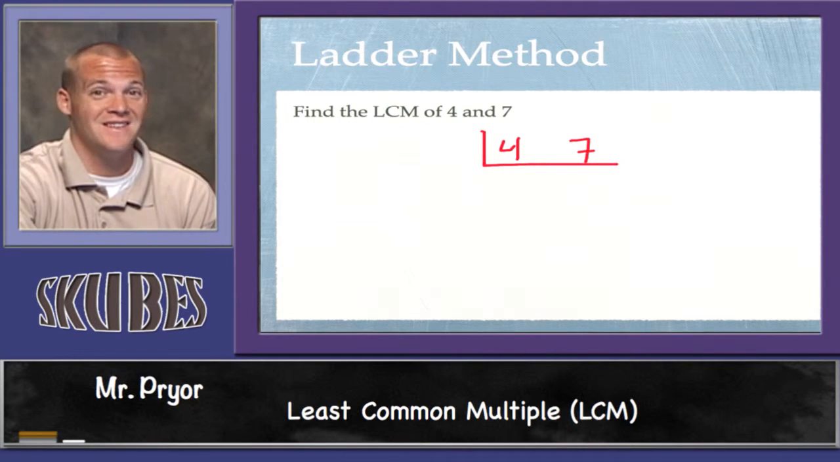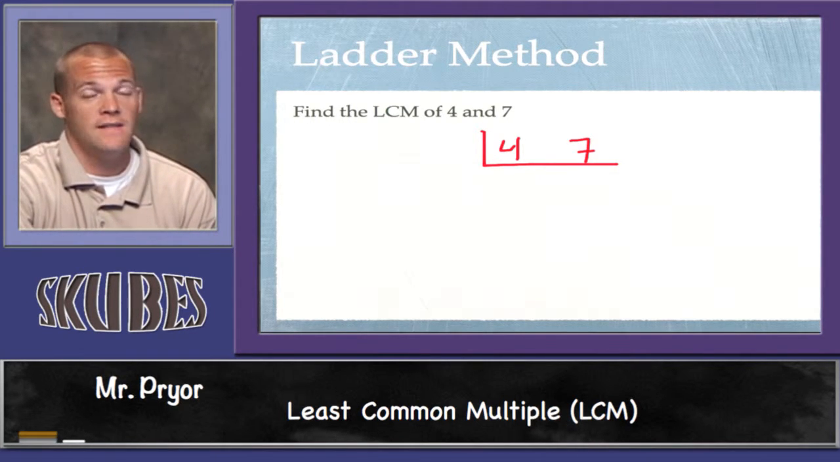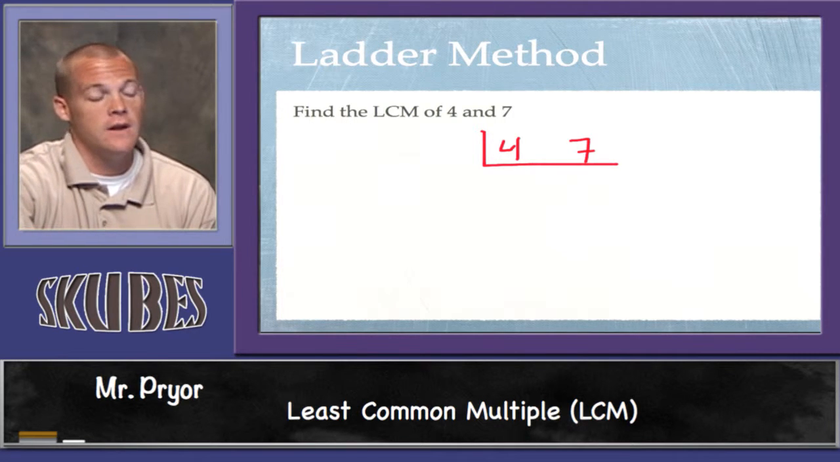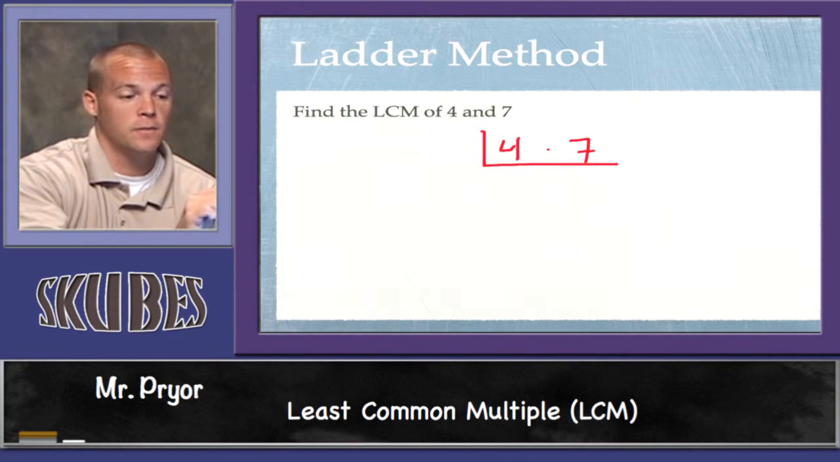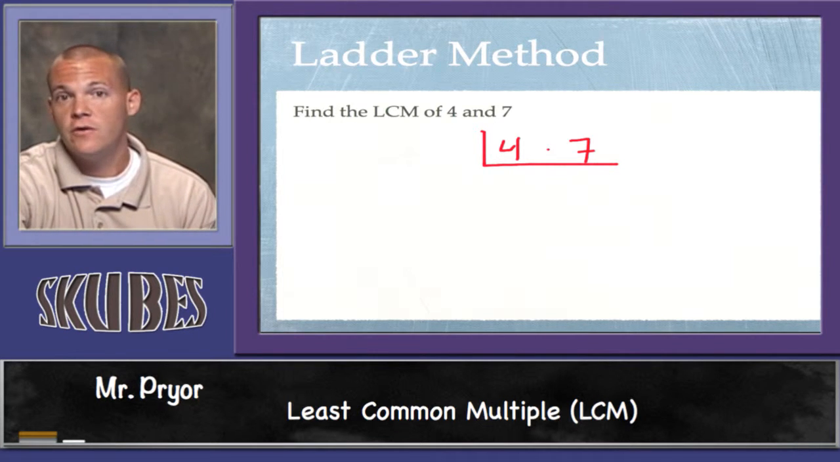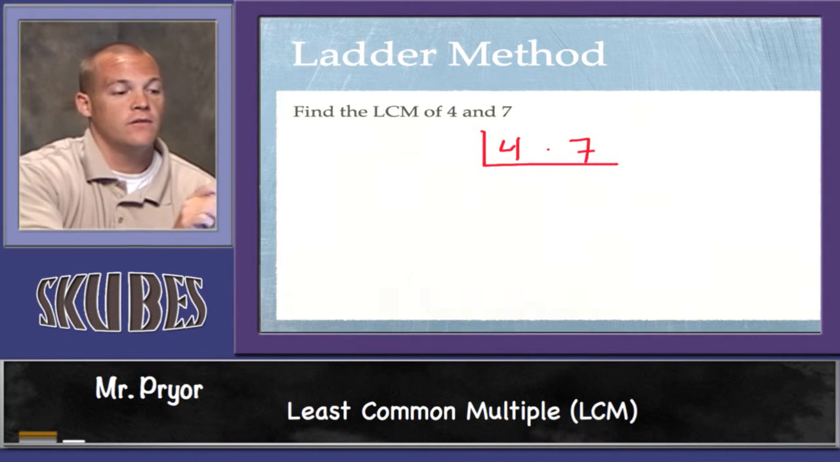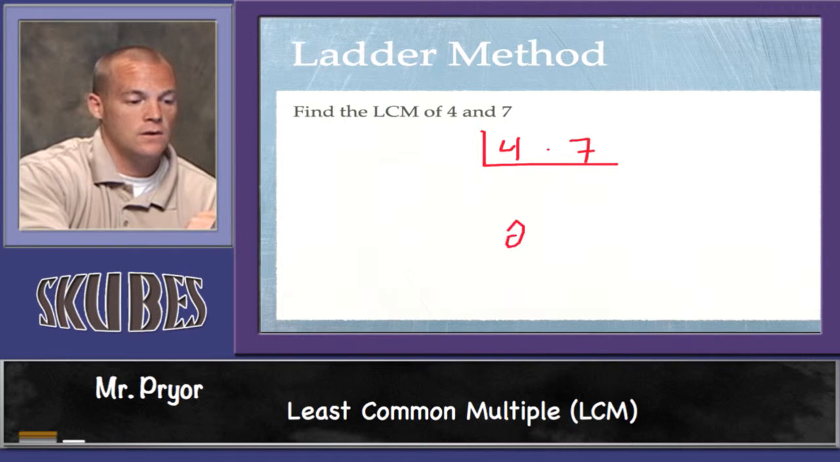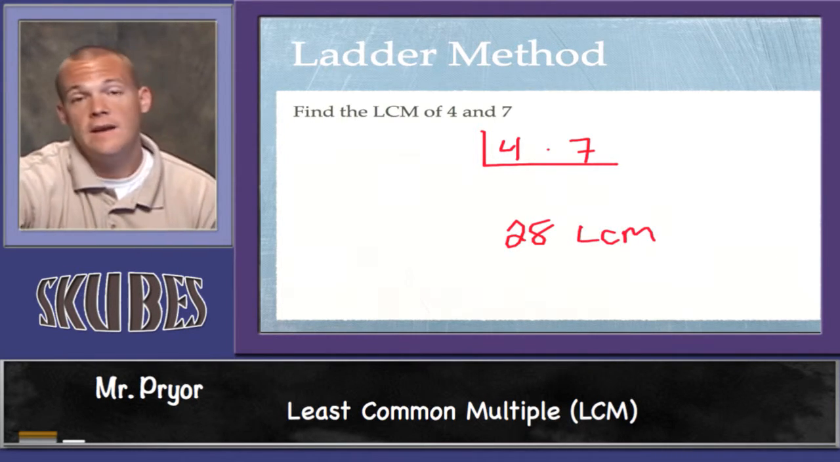If you figure out that there is not one that divides in evenly, that actually makes your job a little bit easier. Because all that is then is the multiplication of 4 and 7. You multiply 4 and 7 together if there's no numbers that divide in evenly. So 4 times 7 is going to give you 28, and you have found your LCM.